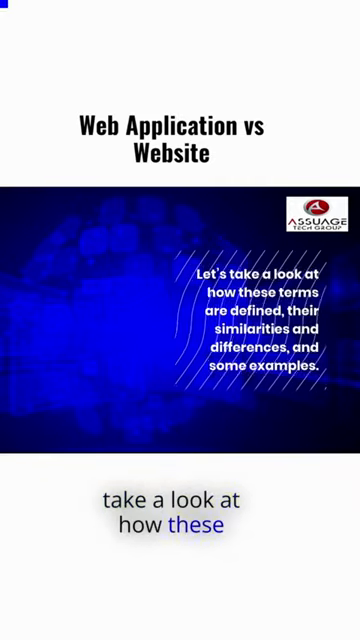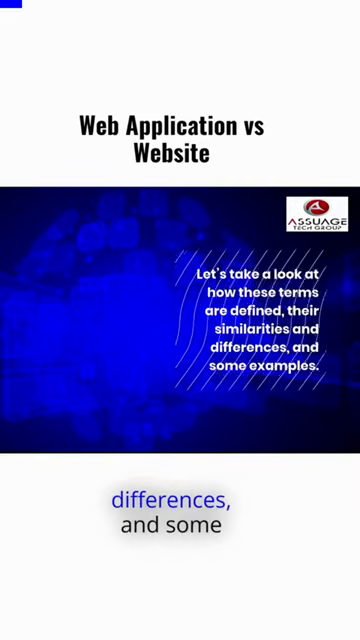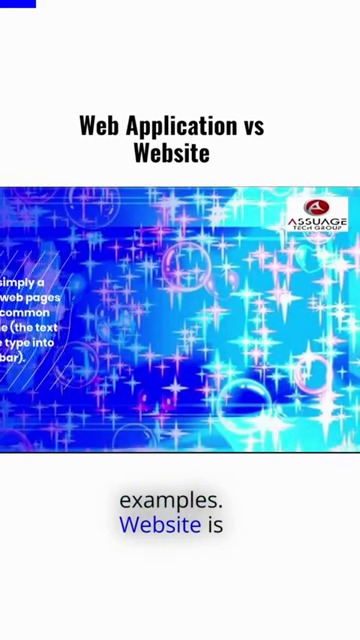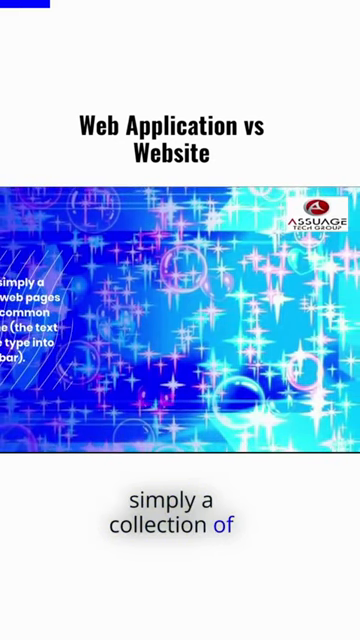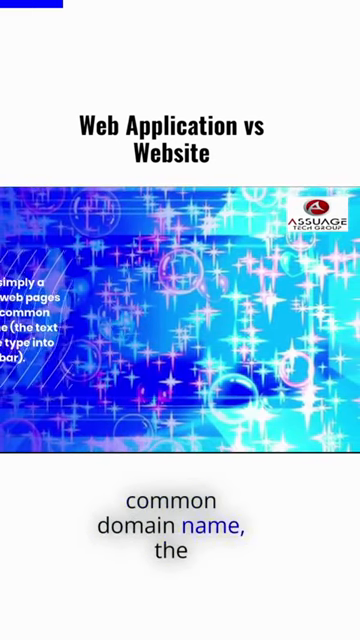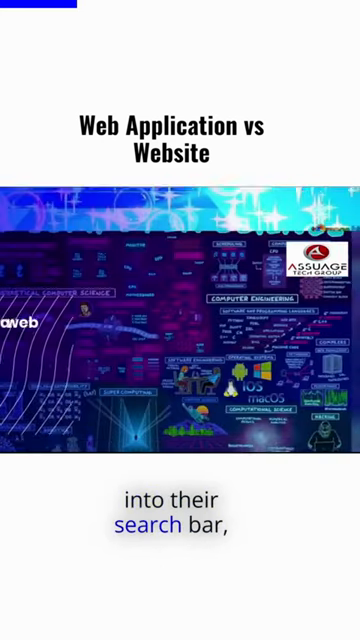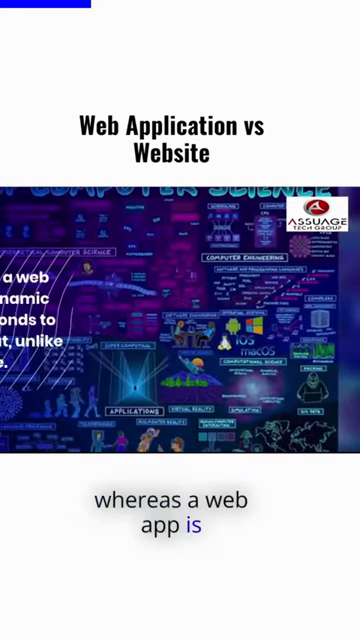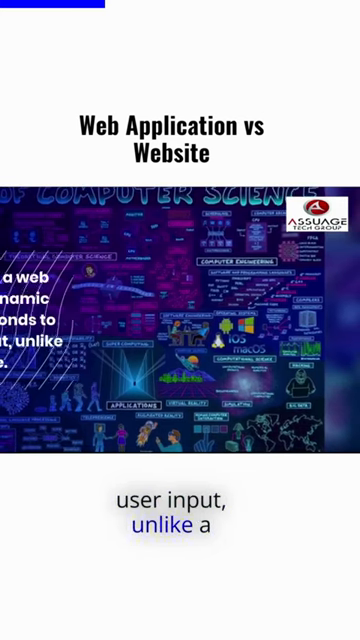Let's take a look at how these terms are defined, their similarities and differences, and some examples. A website is simply a collection of web pages that share a common domain name, the text name people type into their search bar. Whereas a web app is dynamic and responds to user input, unlike a website.